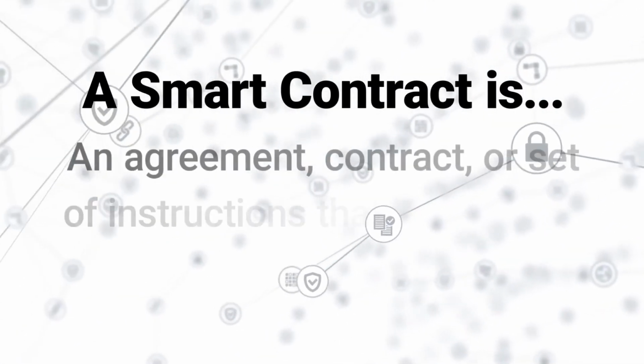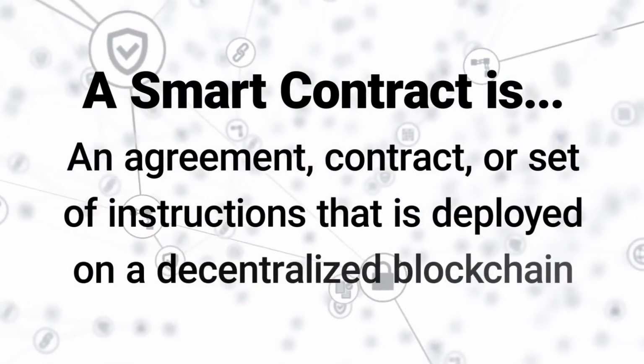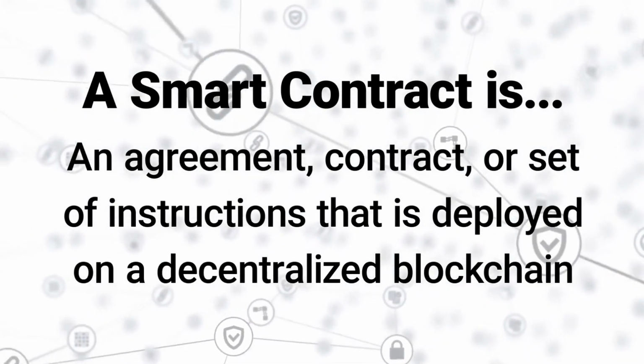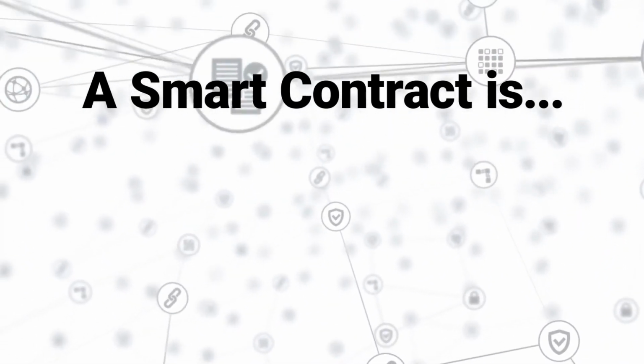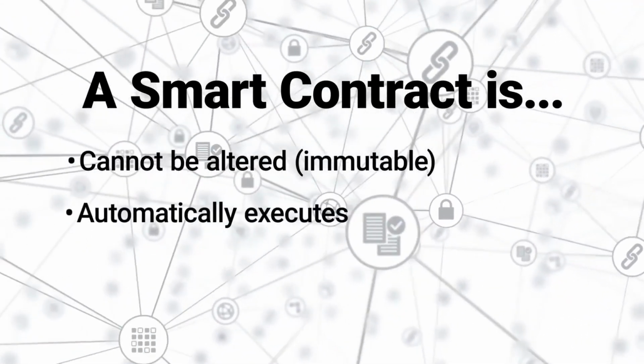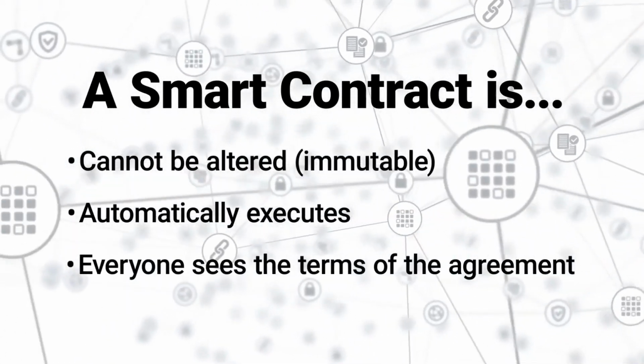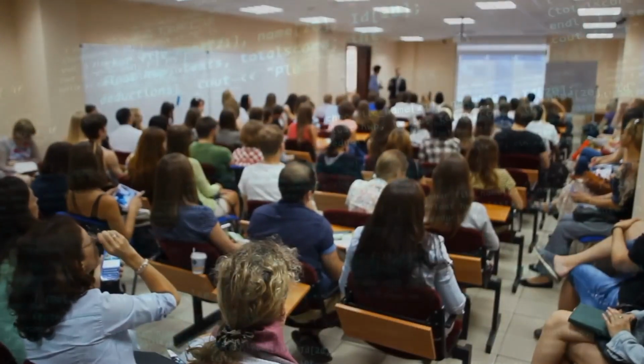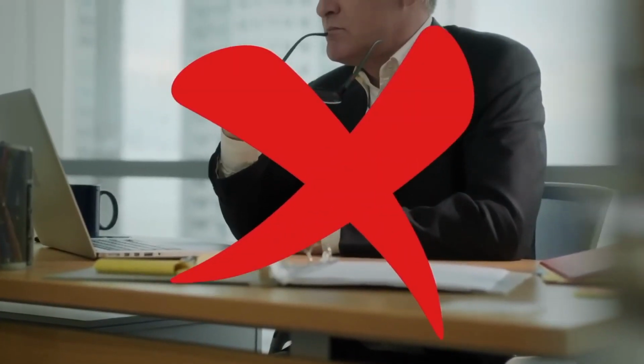But the basics of them is a smart contract is an agreement, a contract, or a set of instructions deployed on a decentralized blockchain. And once the contract or set of instructions is deployed, it cannot be altered, it automatically executes, and everyone can see the terms of the agreement. The real basics of it is that the code is executed by a decentralized collective, like a group of people, but a group of people running a certain software. This means that no one person or entity can actually alter any of these agreements or change the terms of the arrangement.